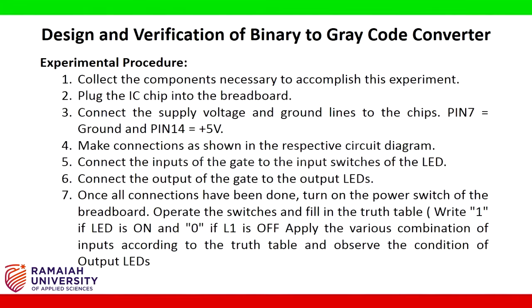Connect the inputs of the gate to the input switches. Connect the output of the gate to the output LEDs. Once all connections have been done, turn on the power switch of the breadboard. Operate the switches and fill in the truth table. Write 1 if LED is on and 0 if LED is off. Apply the various combinations of input according to the truth table and observe the condition of output LEDs.